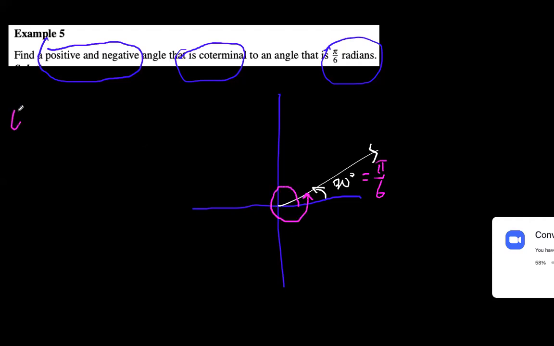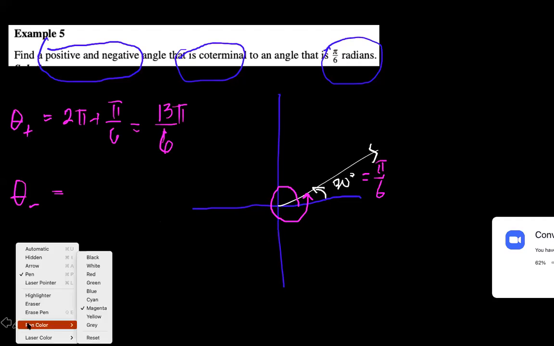So, positive angle, guys. Positive coterminal angle. Ano ba yun? So, 2 pi plus pi over 6. Ganun lang siya, di ba? So, this is 13 pi over 6. Ayan, tama. How about the negative coterminal angle?